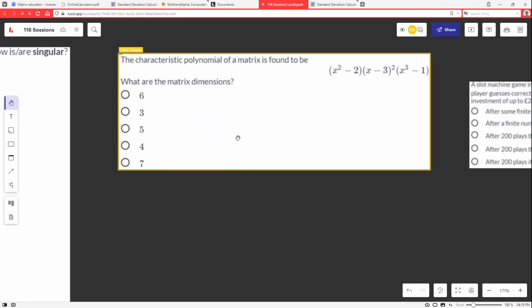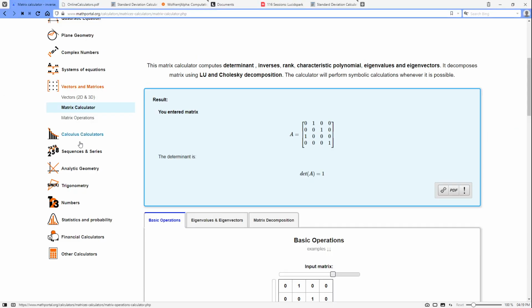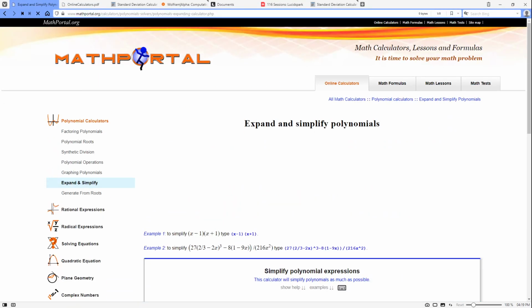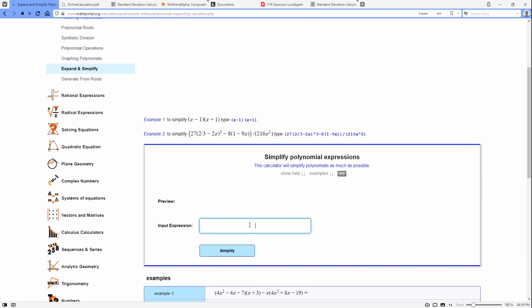Okay, the characteristic polynomial of a matrix is found to be that. What are the matrix dimensions? So for this, we're going to need to expand and simplify this factorized polynomial into its full form. So again, for this one we want polynomial calculators, we want expand and simplify, and then we want to copy it over.